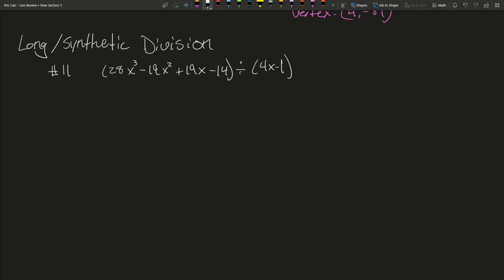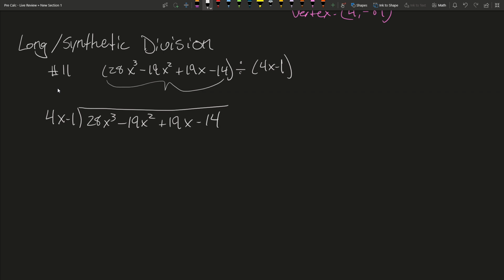The next thing we did was division of polynomials. So an example I gave you on that review packet, this is number 11. We want to divide this entire thing by 4x minus 1. In order to do this using long division, we do 4x minus 1, and then put 28x cubed minus 19x squared plus 19x minus 14.